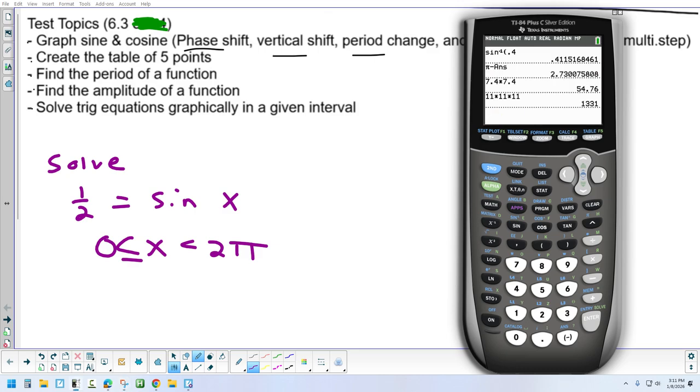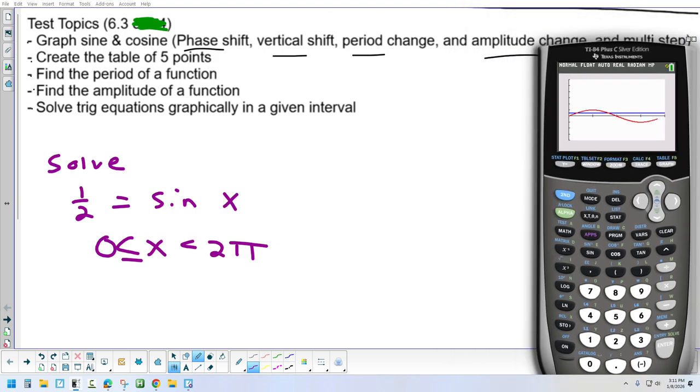But I want to write down an exact answer for x, and I want it in radians. So let's just start doing it and see what happens. What goes in y1? That would be 1/2, or 0.5. And what would go in y2? Sine of x. Now we want to set the window from 0 to 2 pi. We're already all set. So let's hit graph.